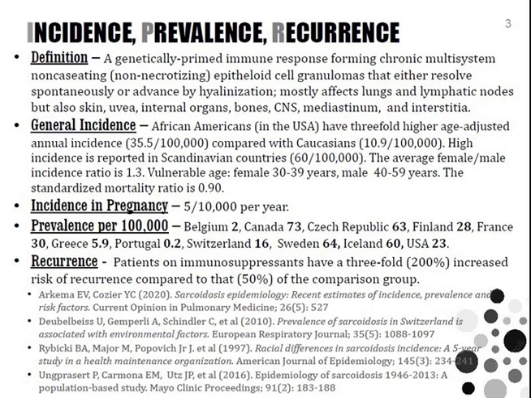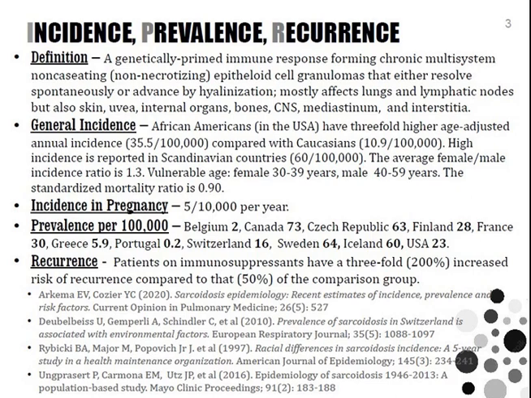It is an autoimmune reaction which is known to be genetically predisposed, which affects multiple organs and tissues by the formation of non-caseating epithelioid cell granulomas that either resolve spontaneously or advance to fibrosis or hyalinization. Sarcoidosis mostly affects lungs and lymphatic nodes, but also skin, uvea, internal organs, bones, central nervous system, mediastinum, or interstitia.